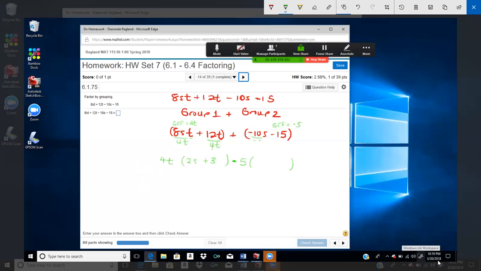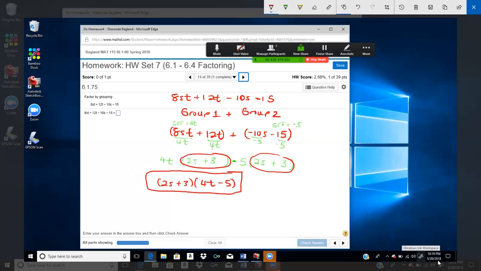Again, you're dividing each one by negative 5. Negative becomes positive, so that's a 2s. Negative over negative becomes positive. 15 over 5 is 3. See, we get the same thing. All we were dealing with was the negative sign. So now, look at the big picture. What do they have in common? They have the 2s plus 3, the binomial GCF. Pull it out, 2s plus 3. What's left? 4t minus 5. This is your factorization. Okay, so that's factoring by grouping.